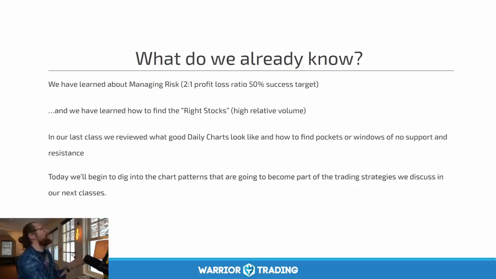We've also learned about finding the right type of stocks to trade, going back to that really important metric of relative volume. Stocks with high relative volume are almost always easier to trade than stocks with low relative volume. And in our last class, we reviewed what good daily charts look like and how to find pockets or windows with virtually no support and resistance that can therefore allow large moves in stock price, potentially. Today, we're going to begin to dig into the intraday chart patterns that are going to become part of the trading strategies we'll be discussing in our next chapters.